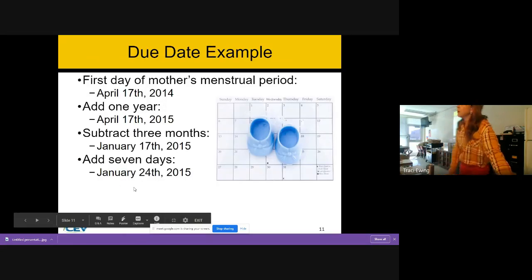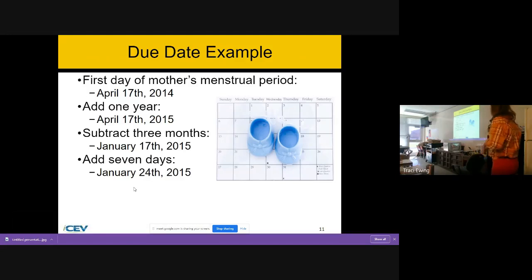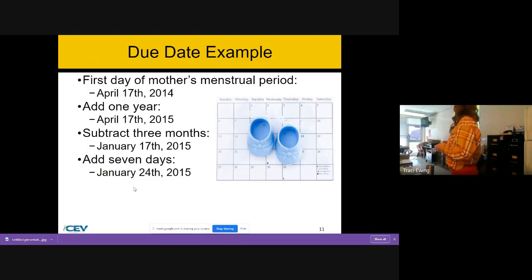All right, here's a sample. April 17th of 14 to April 17th of 15. Then you back up 3 months, that's January 17th. And then add your 7 days, so January 24th. Now, that's the mathematical way to do it if you want to just calculate it that way.